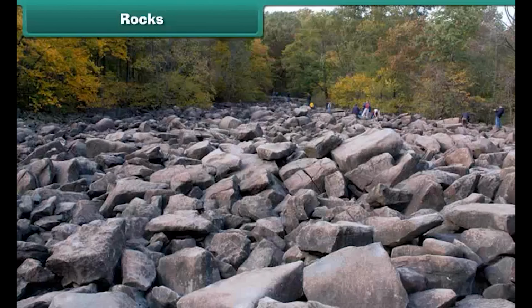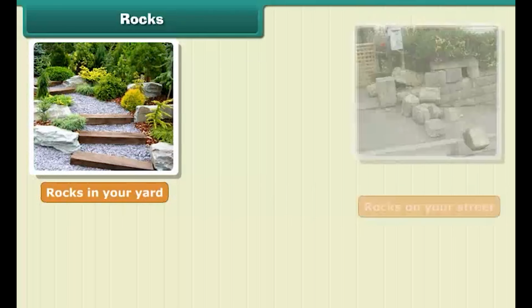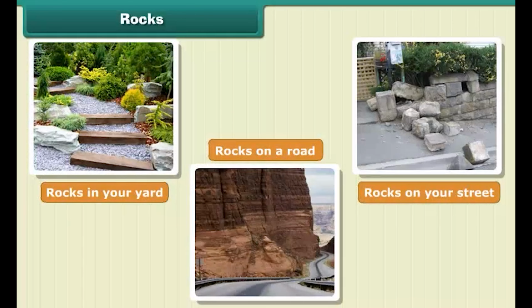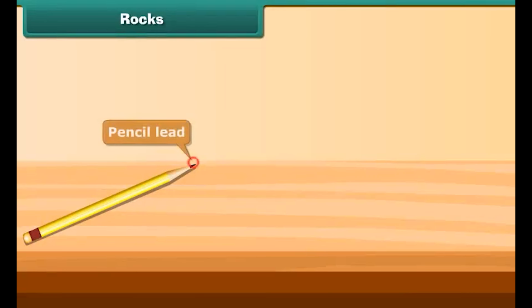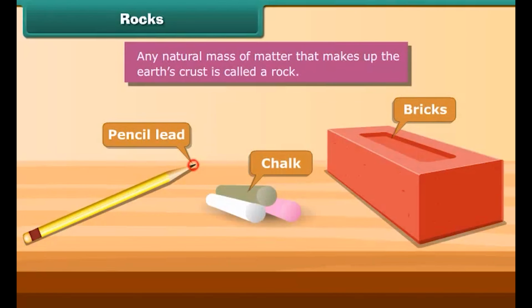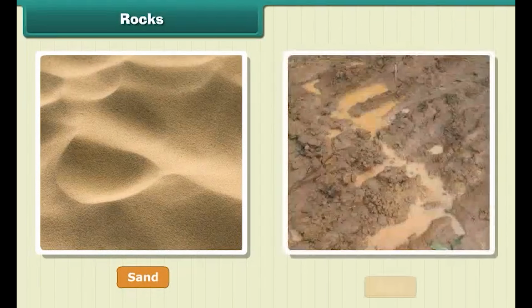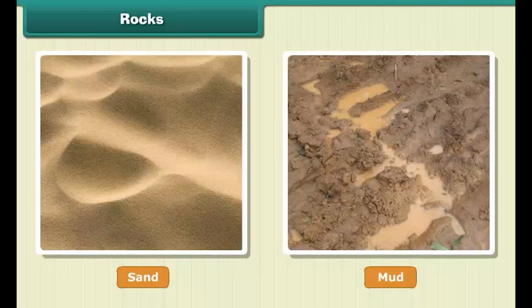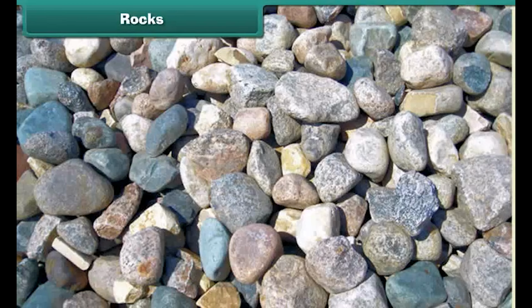Rocks are all around us. You can see rocks in your yard, on your street, on a road, everywhere you look. Pencil, lead, chalk, bricks are all rocks. Any natural mass of matter that makes up the earth's crust is called a rock. Do you know sand and mud are also rocks? Rocks can be of different size and color.